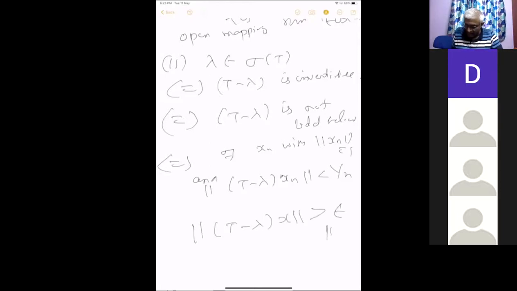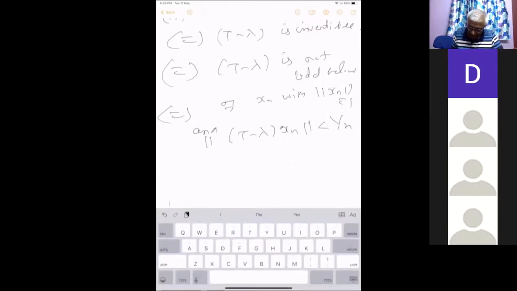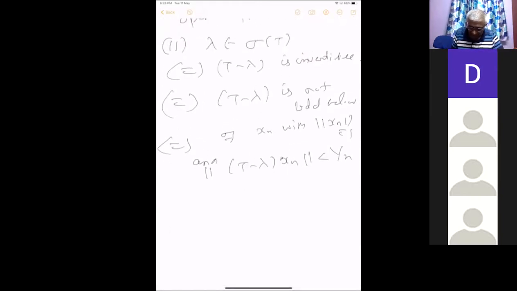Bounded below means you get epsilon times norm x, but here x has norm 1, so this would be greater than or equal to epsilon. This is what bounded below is, with norm x equal to 1. So you don't have an epsilon like this, which means for each n you will get an x_n such that for epsilon equal to 1 by n, you get something smaller than that. So these two statements are the same. This is what an approximate eigenvalue means. This is equivalent to saying lambda is an approximate eigenvalue.